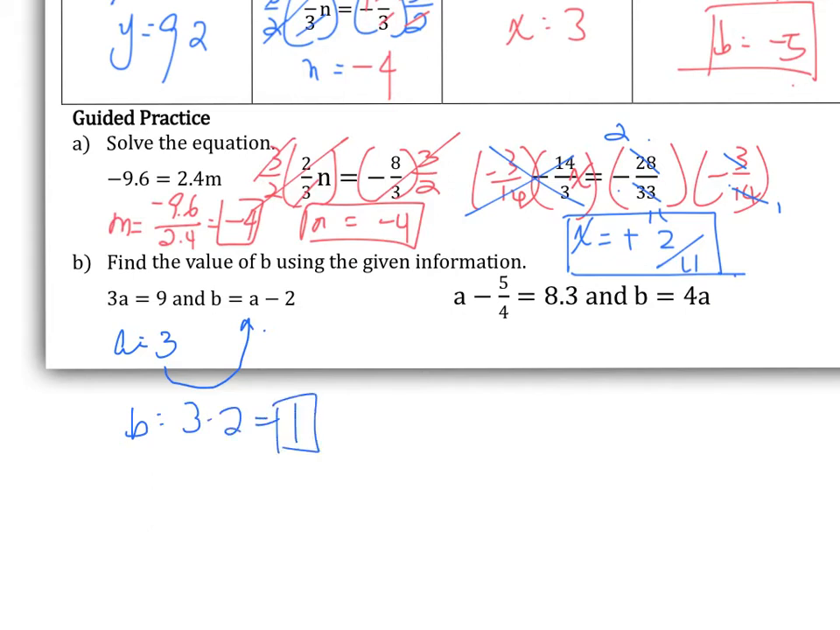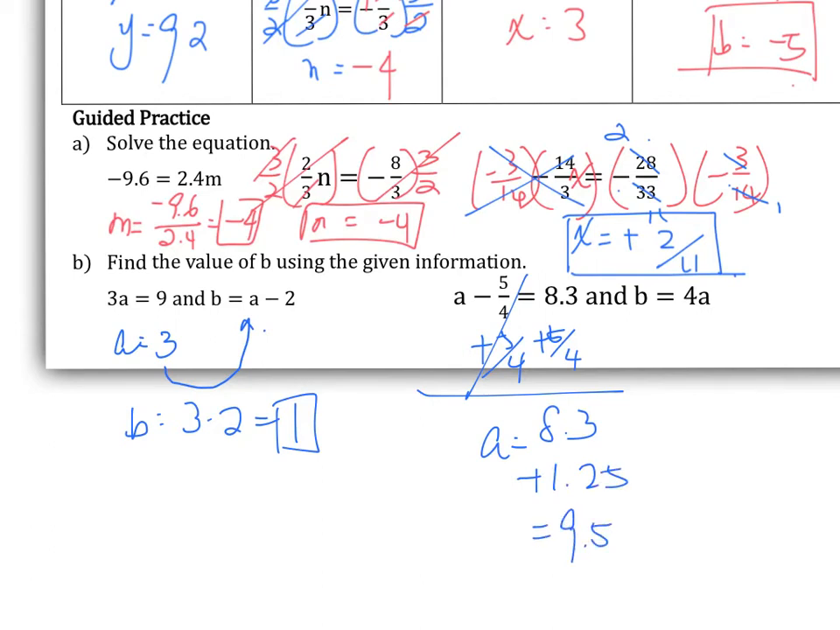And for this one, we could add 5/4 to both sides of the equation to solve for a. I know 5/4 is 1.25, so 8.3 plus 1.25 gives me 9.55. And I can take that and substitute it in for a. And get 38.2.